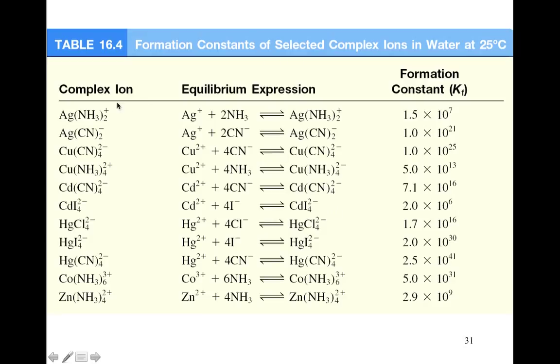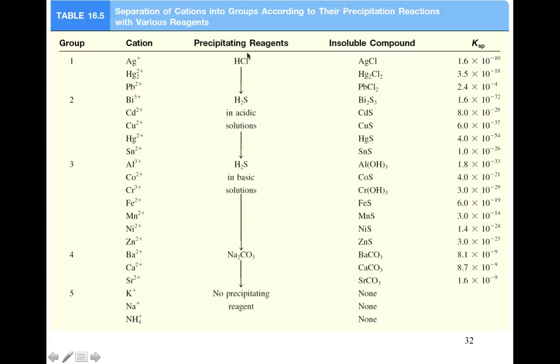So here's an example of the table from your book, which is the complex ion, how you form it, and what its Kf is. And this one's a little tricky. This is precipitating different ions out. If you start with hydrochloric acid, you can precipitate out these ions. And then if you add acidic solutions to H2S, you can precipitate out these. In basic solutions, you can precipitate out these. And no precipitating reagents are down here. And so it just shows you the different solutions you can use to get a different product, which is kind of cool.